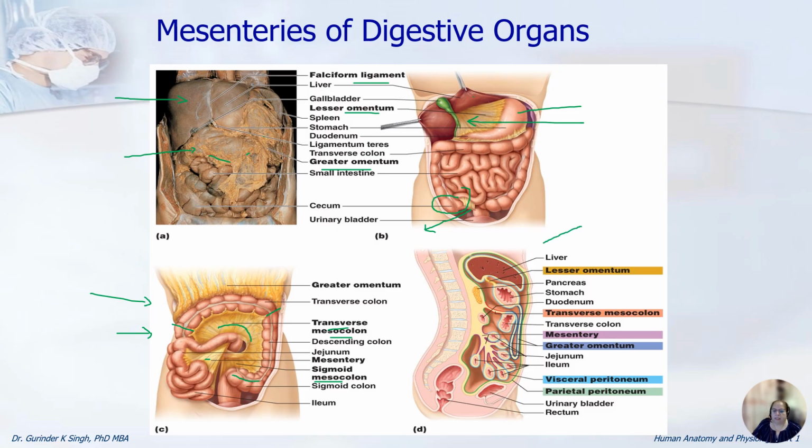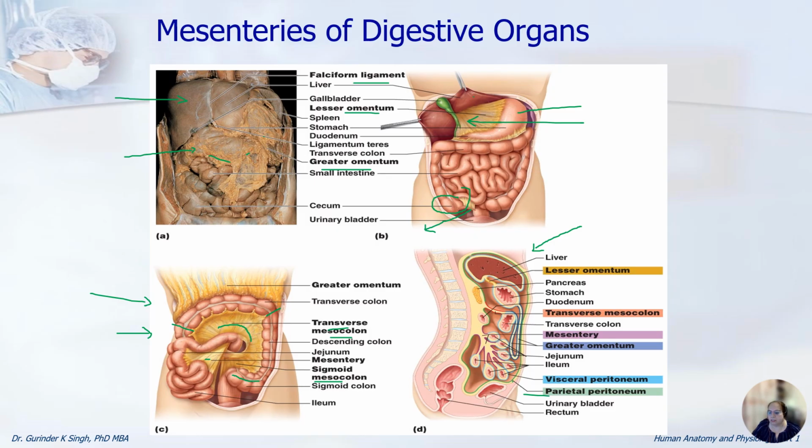This picture just gives you a different view. It gives you a sagittal view, showing you how things are connected. Okay, so let's look at this. If you look at this peritoneum membrane, the outermost layer which is present is the parietal. So here is the parietal peritoneum. It is going to touch the wall.